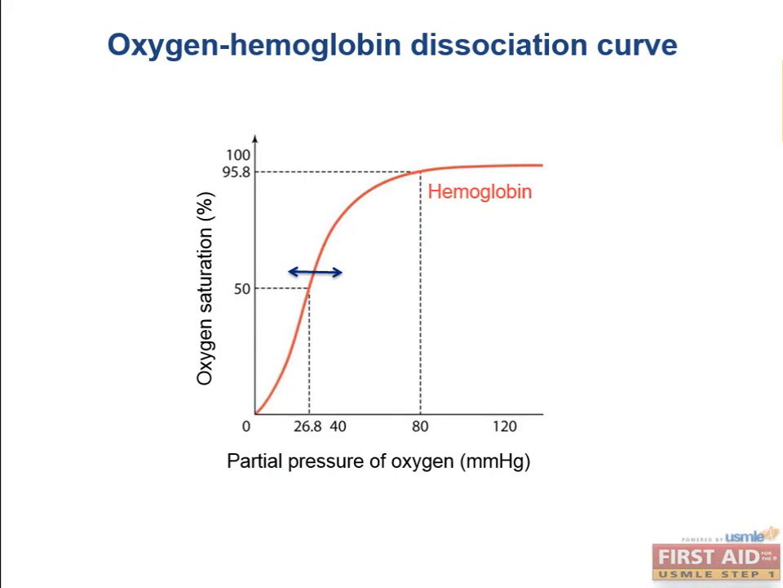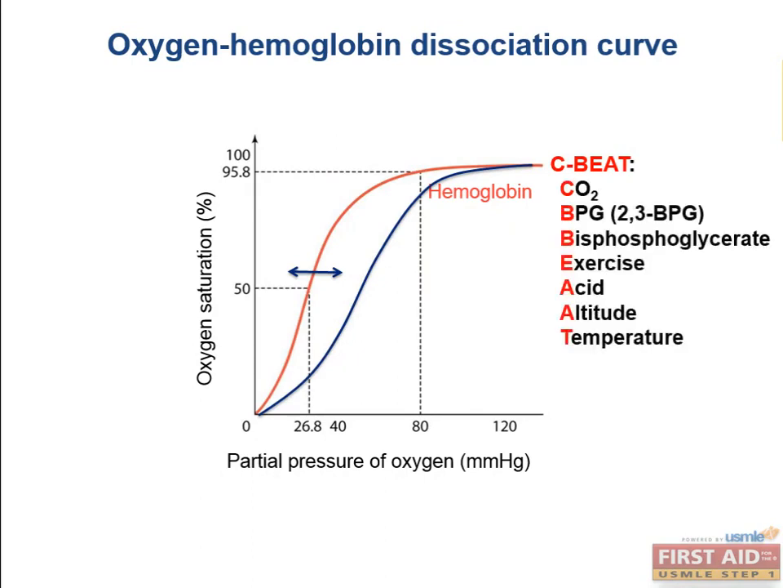Think for a moment about situations where this would be pretty helpful. For example, when you're exercising, your muscles need more oxygen, so it makes sense that the curve shifts to the right, meaning that hemoglobin at the same partial pressure of oxygen will be less saturated, since oxygen is being unloaded in the tissue. So there are a number of factors that will shift the curve to the right. The mnemonic to keep in mind is C-BEAT. CO2, 2,3-bisphosphoglycerate, exercise, acid, altitude, and temperature.